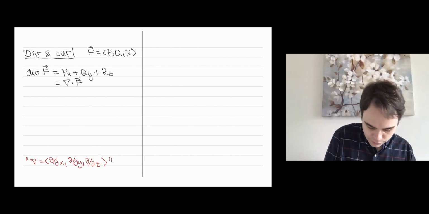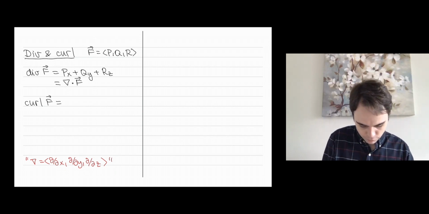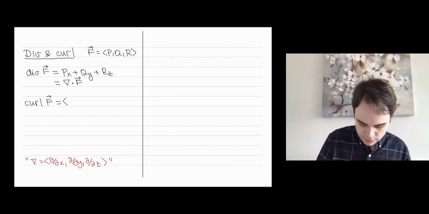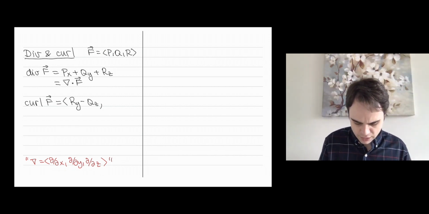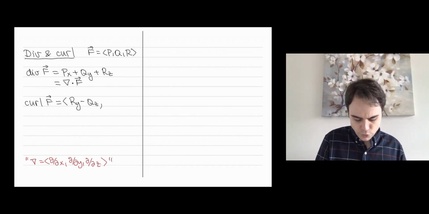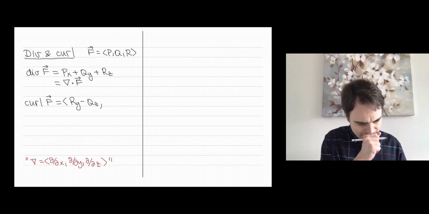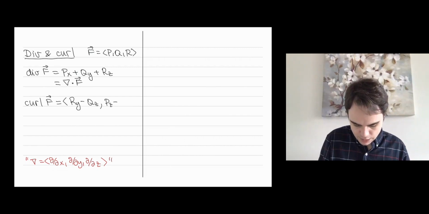The other kind of derivative we learned about is the curl of the vector field, which has a wild formula. The x component does not involve P nor the x derivative. It's just R sub y minus Q sub z. The second component does not involve Q nor y. It's I guess P sub z. I'm cheating, I'm looking at my phone here. So it's P sub z minus R sub x.